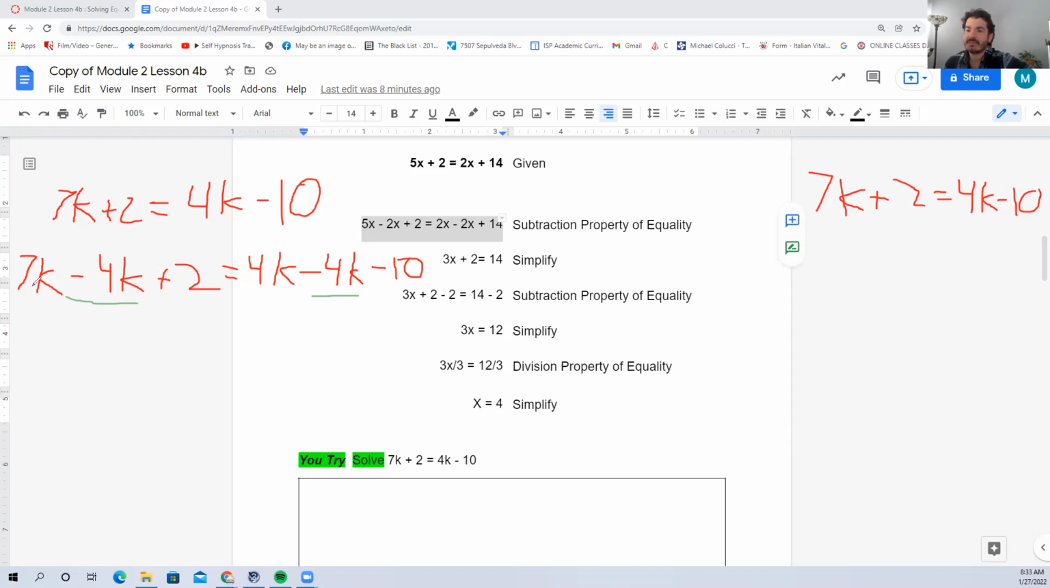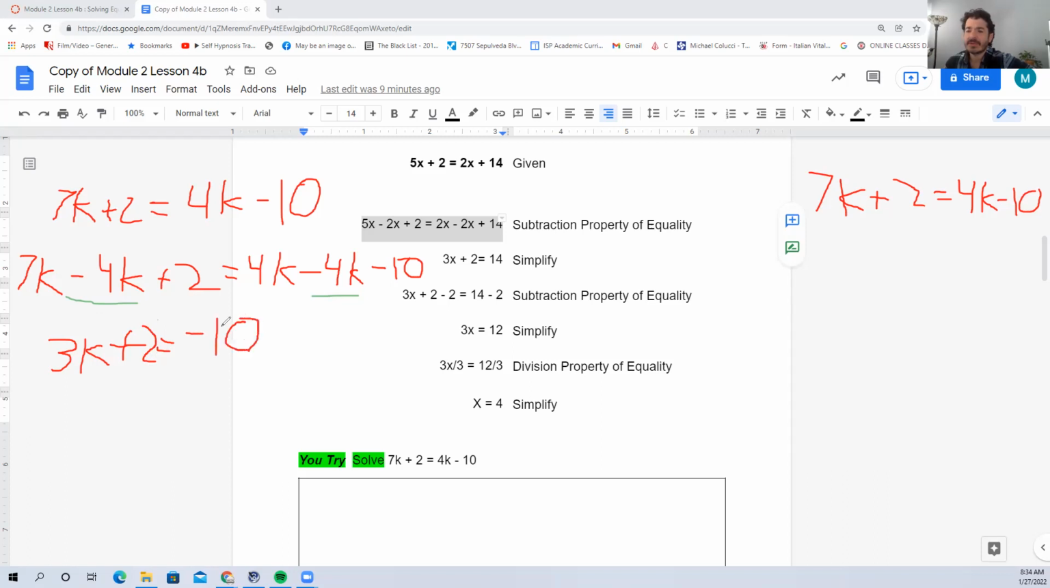So if I have 7, I don't know what begins with a K from a grocery store, 7, not cookies, doesn't matter. 7Ks minus 4Ks, that's going to leave me with 3K. I haven't touched my 2, so my 2 is still going to be there. 4K minus 4K, that's 0, so I don't have to go near it. Oops, sorry. And then I'm left with a negative 10.